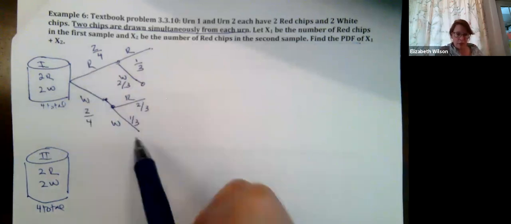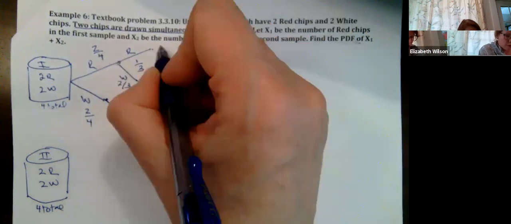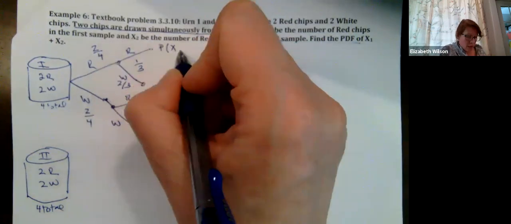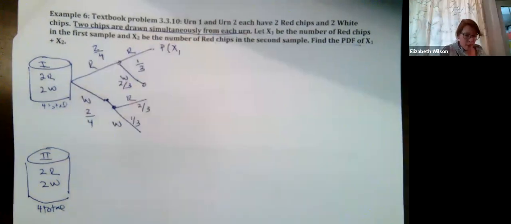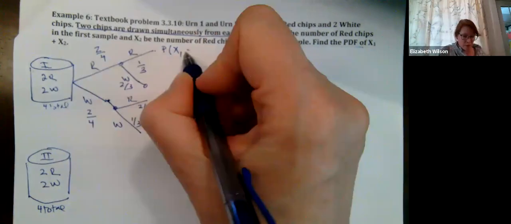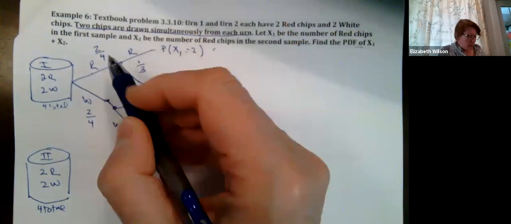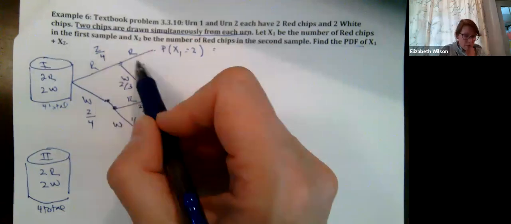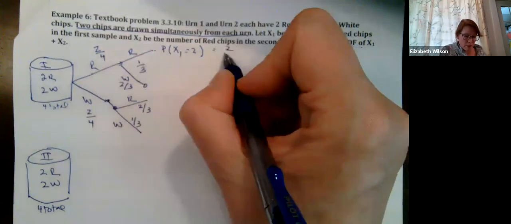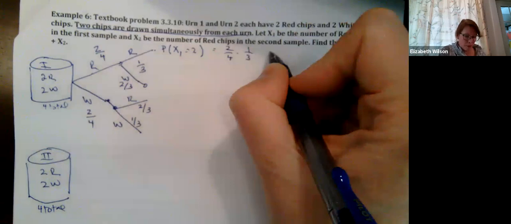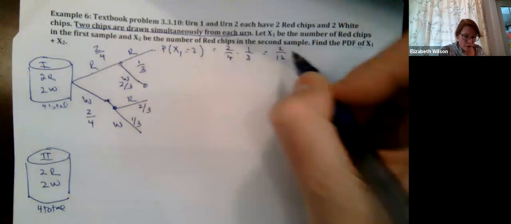Okay, so let's think about what these probabilities are. This is the probability that my random variable x1 has 2 red chips, red, red. That's going to equal the multiplication of the probabilities along this path, 2/4 times 1/3. I'm just going to write this out as 2/12. I'm going to leave it as 12 for now. We'll simplify it later.